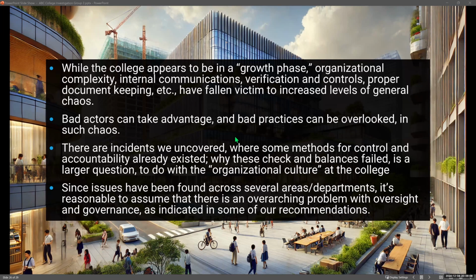So bad actors can take advantage of that sort of thing. It's one of the big risks in a growth phase. And bad practices can then be overlooked or camouflaged or just hidden in the chaos. There are incidents that we uncovered where some methods for control and accountability actually do already exist. Why these checks and balances failed is a larger question to do with the organizational culture at the college.